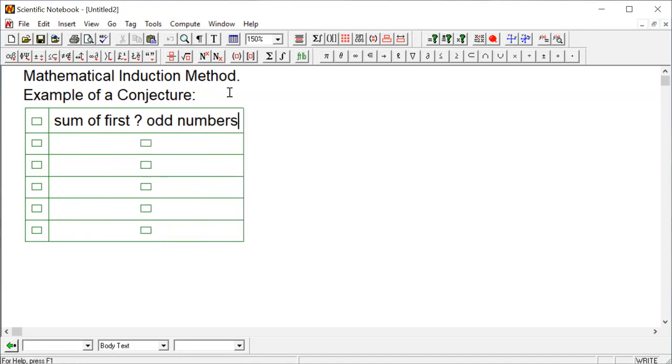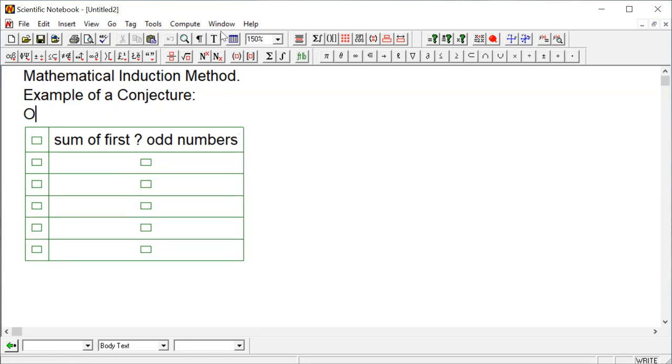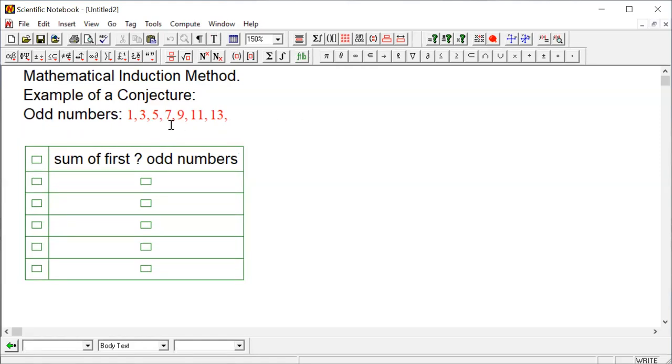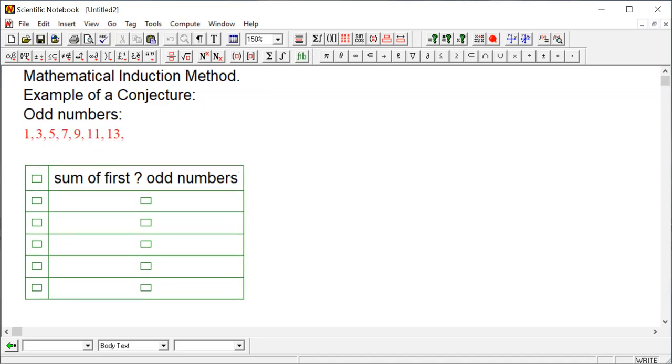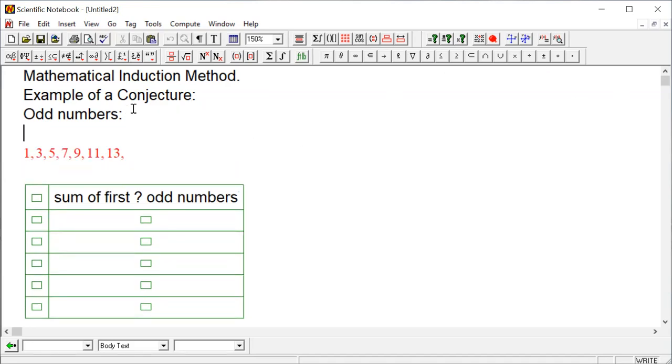For example, we know odd numbers. So what are the odd numbers? 1, right? The second odd number is 3, 5, 7, 9, and so on and so forth. The next ones are 11, 13. If we keep going, we actually see a pattern, right? I'm going to put it in a table so you can observe that.